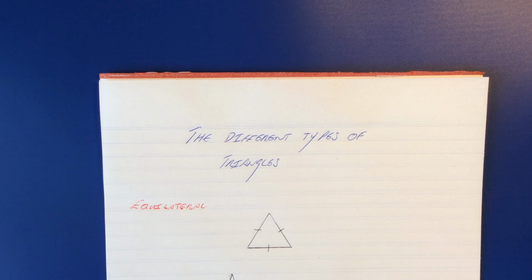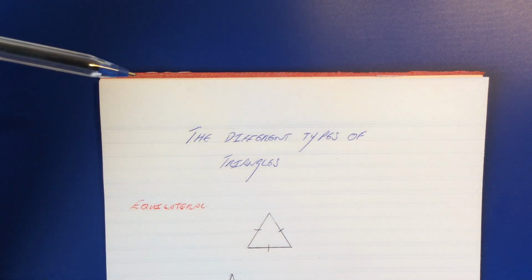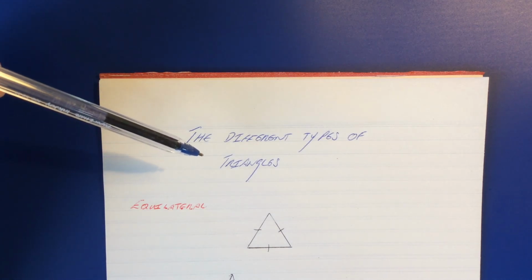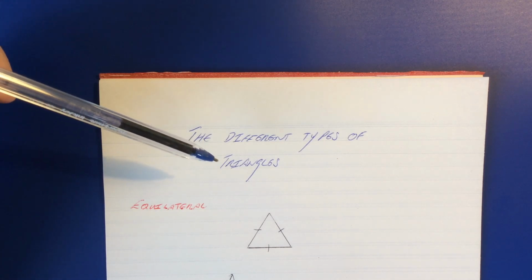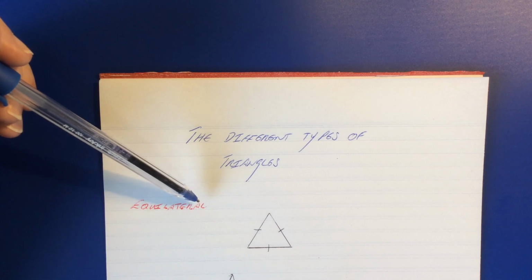Today we're going to look at the different types of triangles that you can come across. They divide up into three basic types. And we'll start with the one that's probably got no real variations except in size. And that's an equilateral triangle.